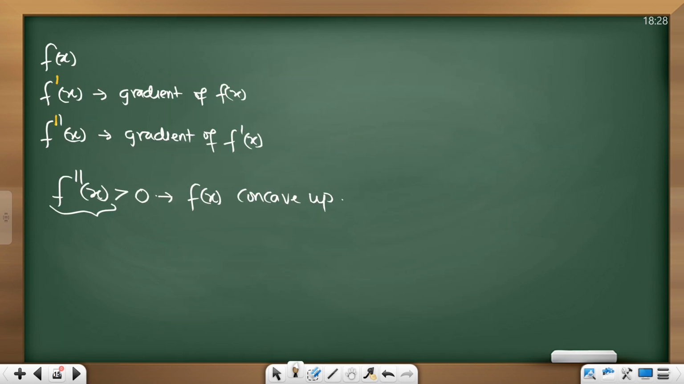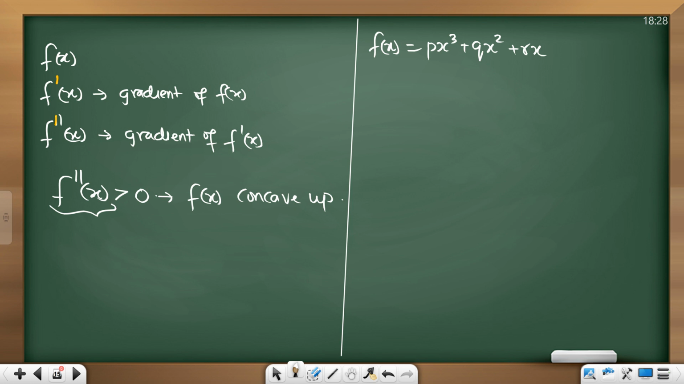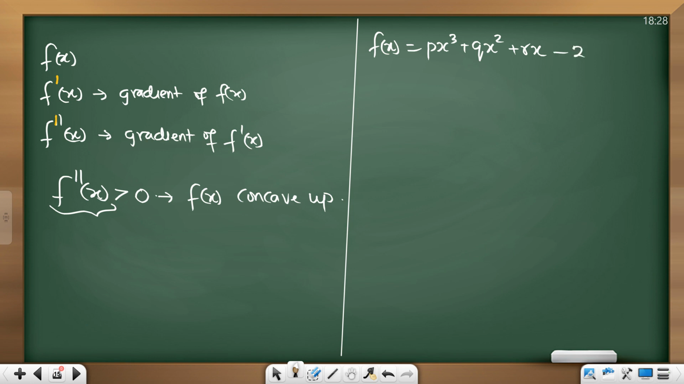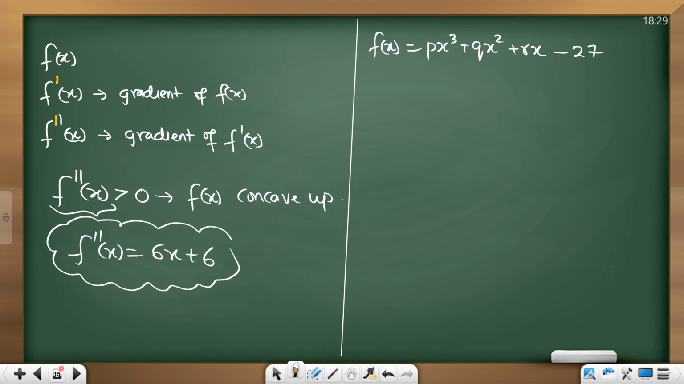Please, I'm going to be very fast on this one. What do you have? f of x equals what? px cubed plus qx squared plus rx. Is it plus or minus? Minus 27. Now, the whole idea is this. We were given f prime prime of x, though. What's our f prime prime of x? Oh, we got that, right? 6x plus 6.